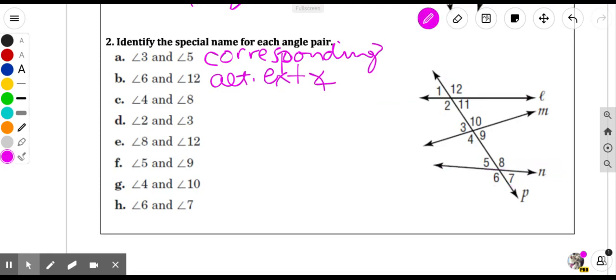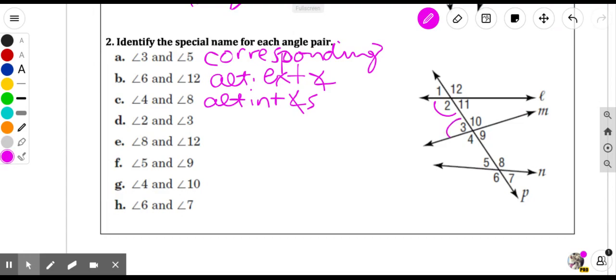Next is 4 and 8. So these are different sides of the transversal, but they're both on the inside of M and N. So these are alternate interior angles, 4 and 8.